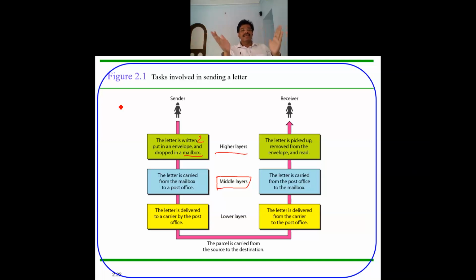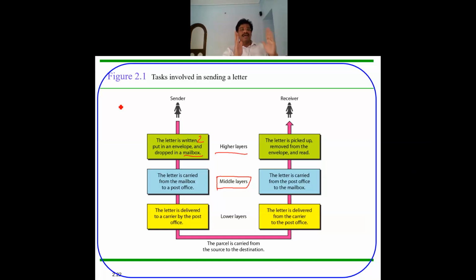These are the functions that are performed. At the sender's end, the letter is written. At the receiving end, the letter is read. At the sender's end, the letter is put in an envelope. At the receiving end, the letter is drawn from the envelope. At the sender's end, after sealing the envelope and writing the addresses, the letter is put in the mailbox. At the receiving end, the letter is picked up from the mailbox.